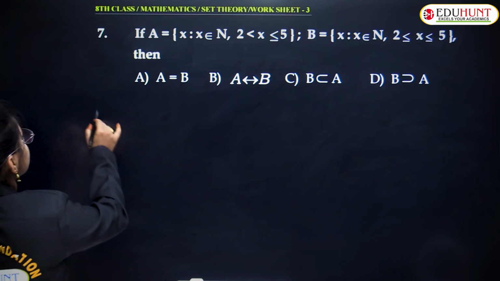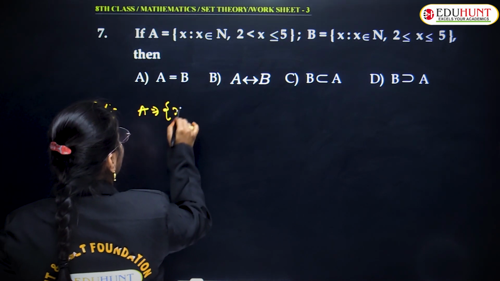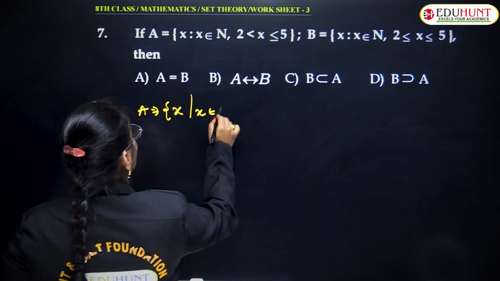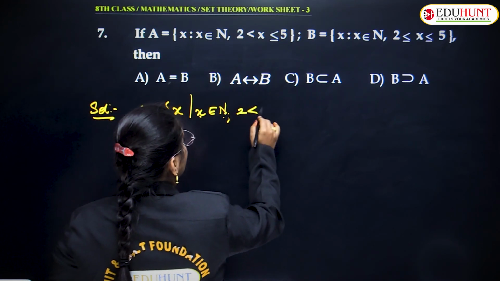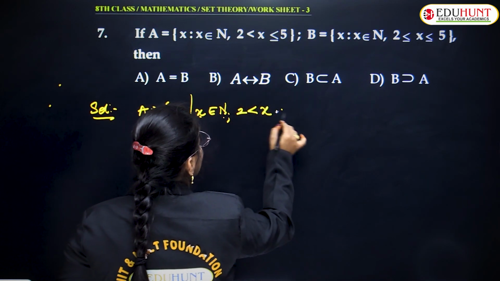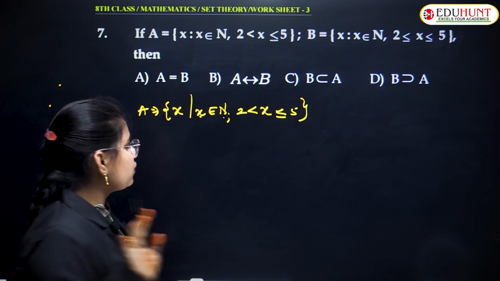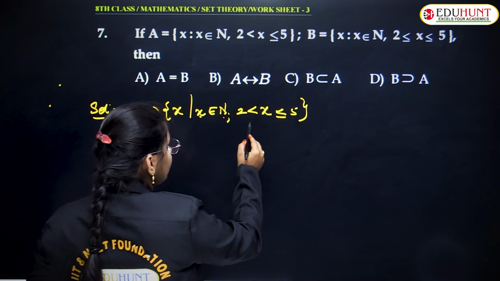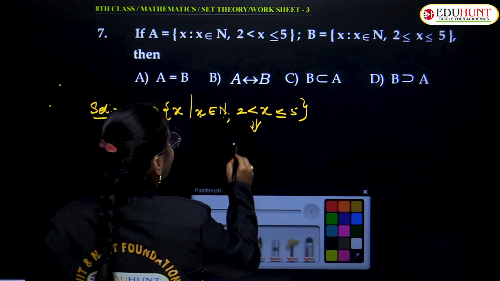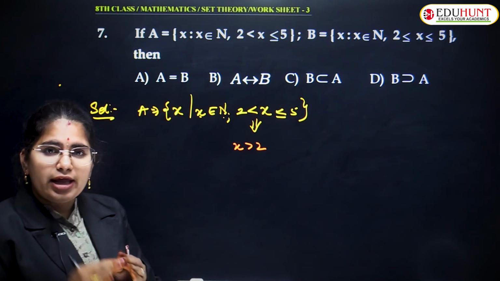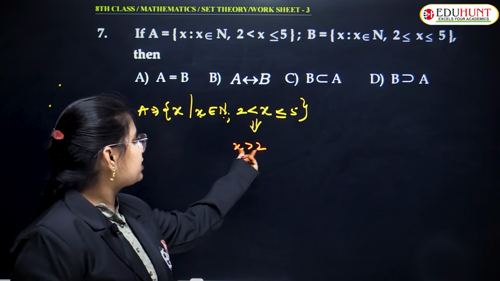Given the set, what is the set they have given? If A is equal to {x such that x is a natural number and 2 less than x less than or equal to 5}. So x should be a natural number, that is fine. And 2 less than x means, how can you write it? x is greater than 2, x is bigger than 2, right? You have to take such type of numbers.